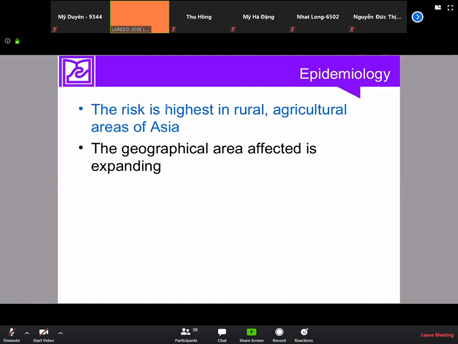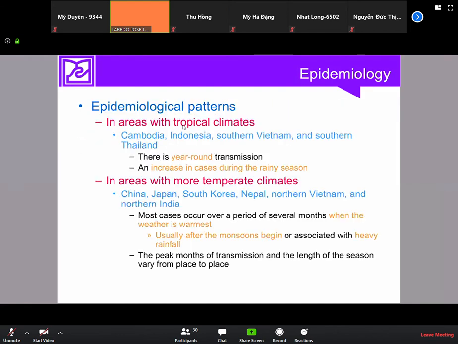Where can we find Japanese encephalitis? The risk is very high in rural, agricultural areas of Asia. So where? In two different areas. We can find Japanese encephalitis in tropical weather: Cambodia, Indonesia, the south of Vietnam, the south of Thailand. In these places, Japanese encephalitis is found year-round. So always, from January to December, but more cases during the rainy season because the number of mosquitoes increases.